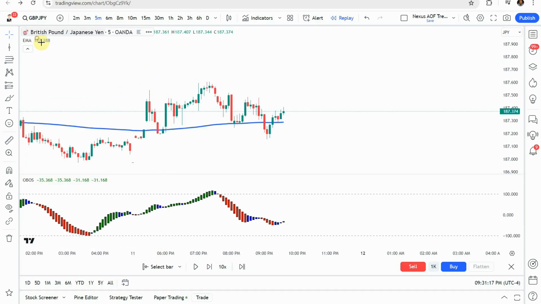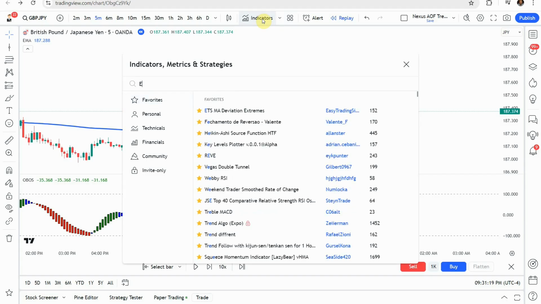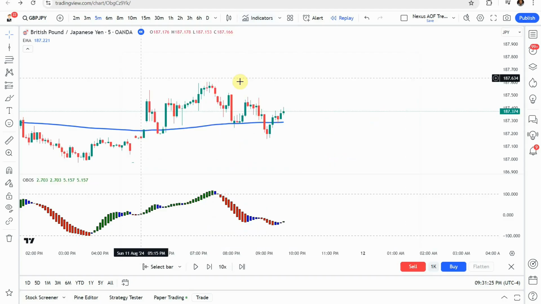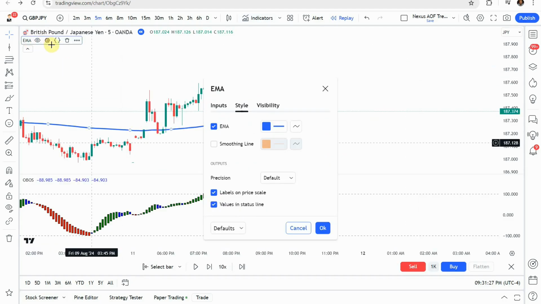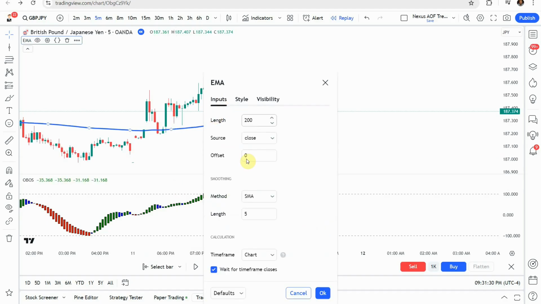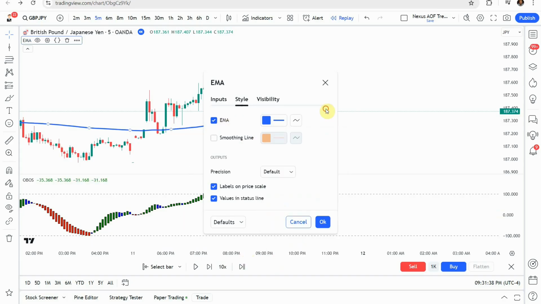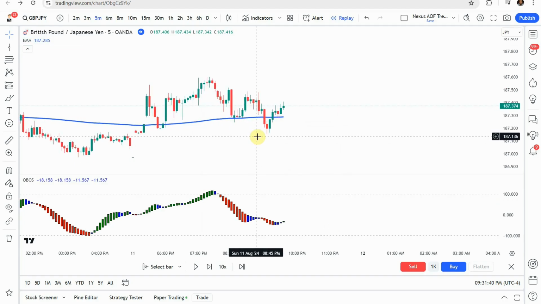The next indicator we will add to the screen is going to be just a standard EMA, so a moving average exponential like this right here. Again, add that to the screen and you'll jump into the settings of this one. Go to the inputs, change the length to 200. The style would be however you want to set it up, but I went with blue and bumped up the line weight a few notches there.